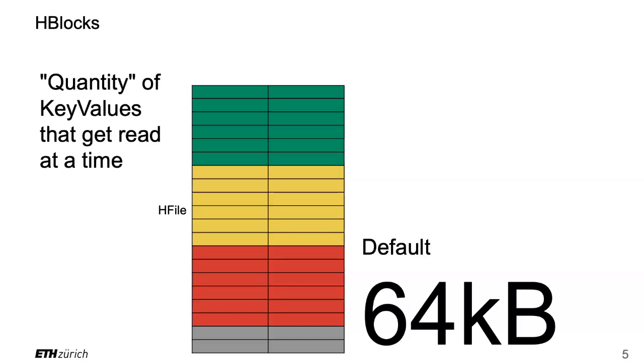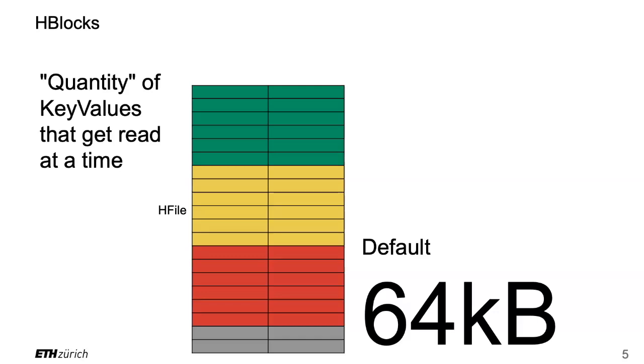It's the same idea in HDFS: you don't read the files bit by bit, but you read them in HDFS blocks, right? 128 megabytes. And here we have HBase blocks that I call HBlock for the purpose of this course. An HBlock has a size of 64 kilobytes. So you read key values in chunks of 64 kilobytes.